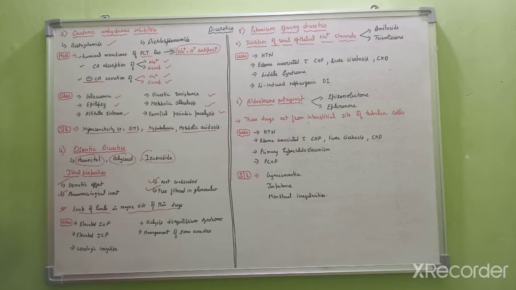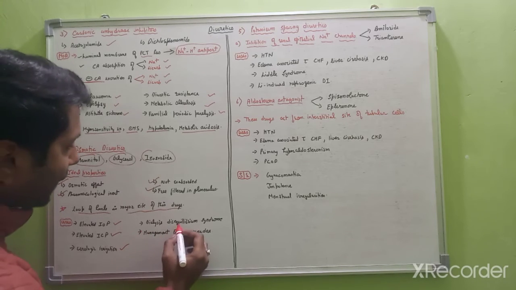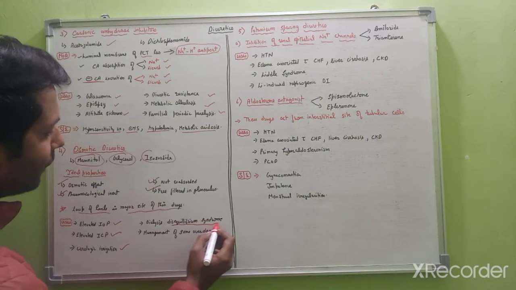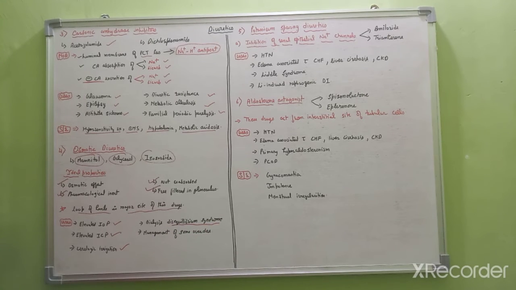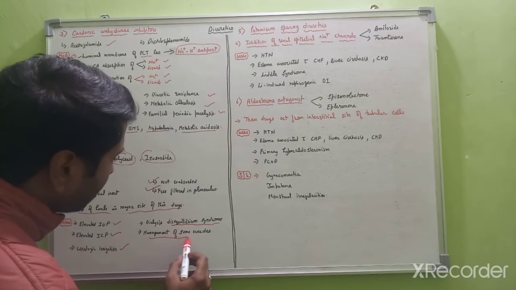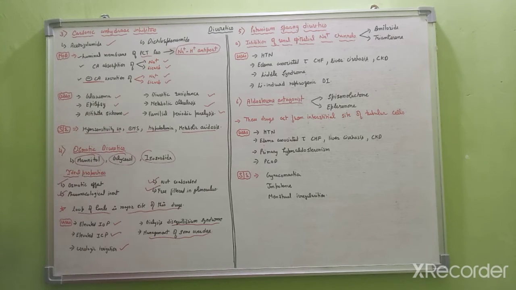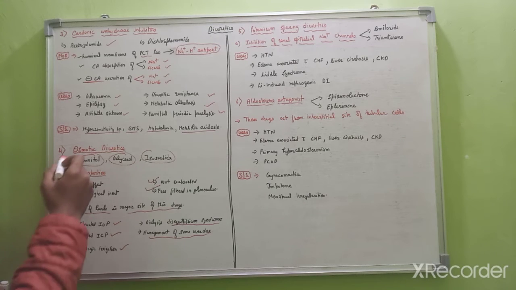So these drugs are mainly used in elevated intraocular pressure. Whenever the intraocular pressure or intracranial pressure gets elevated, it is used there. It is also used in urological irrigation, in dialysis disequilibrium syndrome, and in the management of some drug overdoses, like an overdose of cisplatin-like drugs. So this is about the osmotic diuretics.